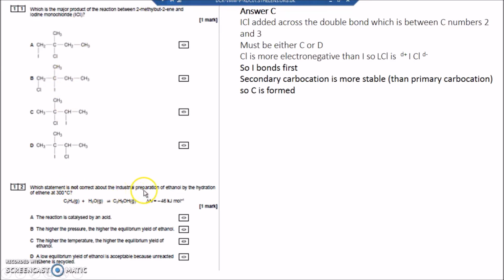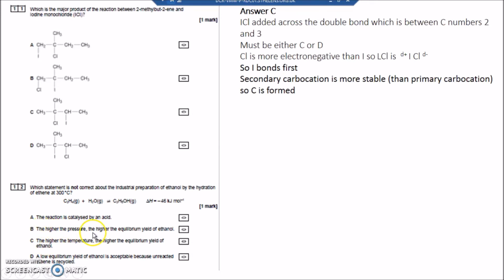Which statement is not correct about the industrial preparation of ethanol by the hydration of ethene? So the reaction is catalyzed by an acid. Not sure, so we'll leave that one for now. A low equilibrium yield of ethanol is acceptable because unreacted ethene is recycled. Not really sure. A and D could be plausible, but if we're not sure, let's have a look at B and C. Let's work out the others.